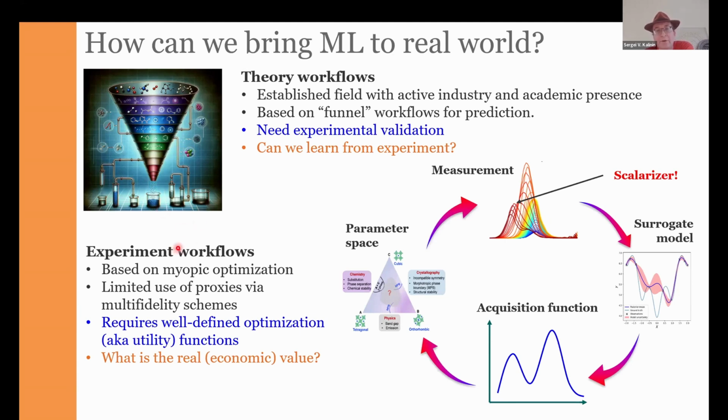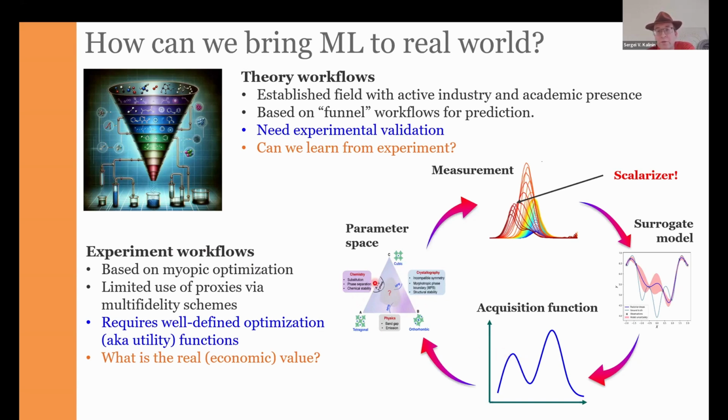So what happens in experiment? So in experiment, automated experimentation is a much newer tendency. It started to take off big time only around 2020. And the workhorse here is what is called Bayesian optimization.